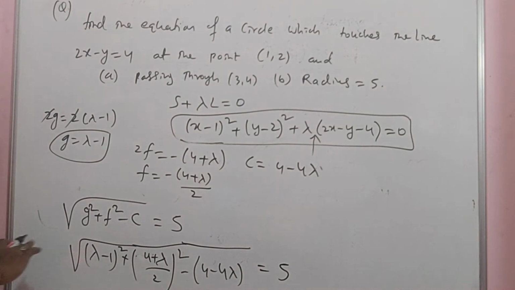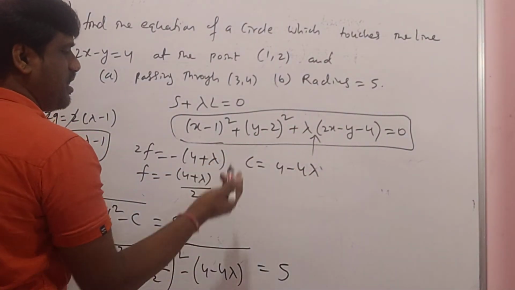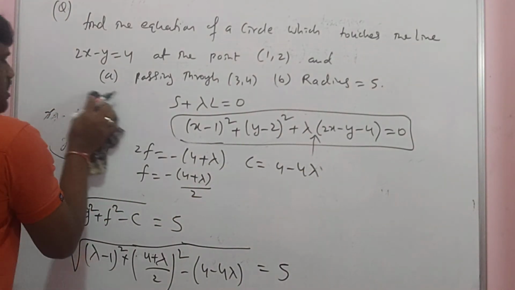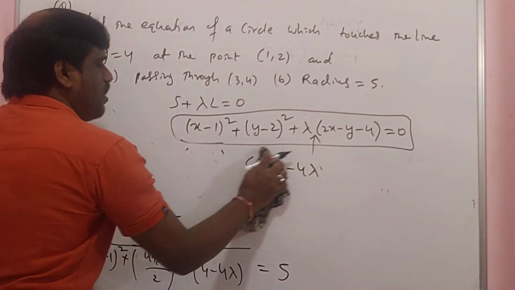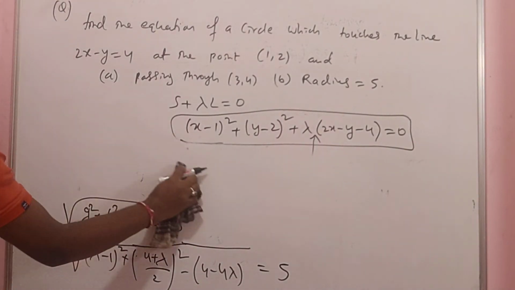So now what you have to do here, we have to simplify this, you will get the lambda value, that lambda value you substitute here, you will get the answer, that's it, only this thing you have to do now. So the rest of the things are very easy here.